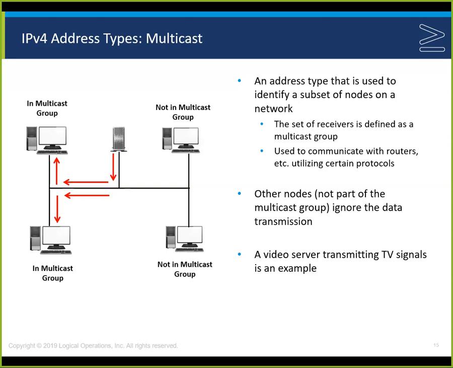A video server transmitting TV signals is an example of this. The benefit is bandwidth conservation due to reduced traffic and server loads. We're going to have some functions that go on with this. What makes it work? What makes it efficient when we would do it?